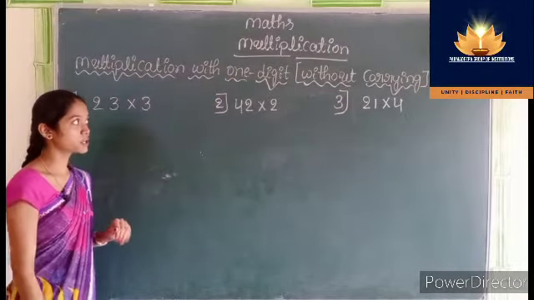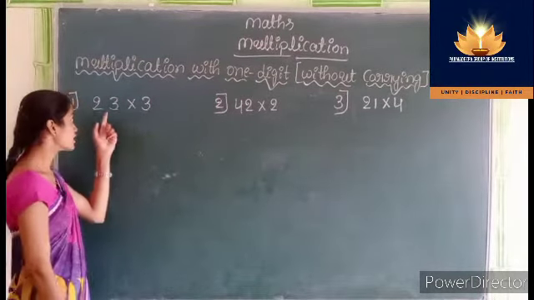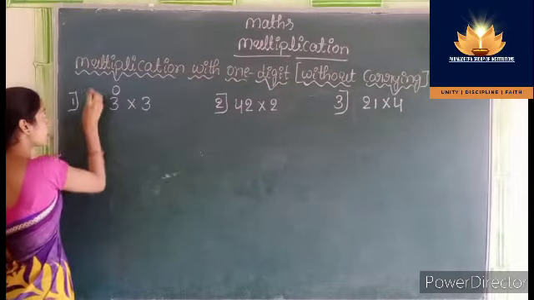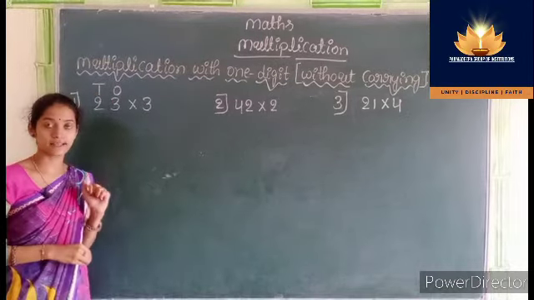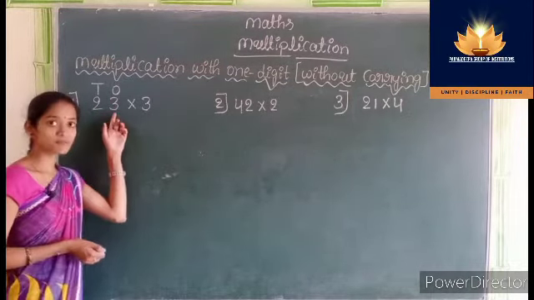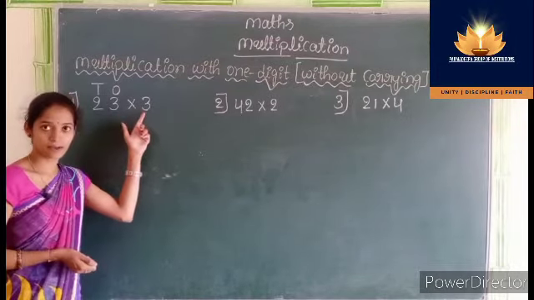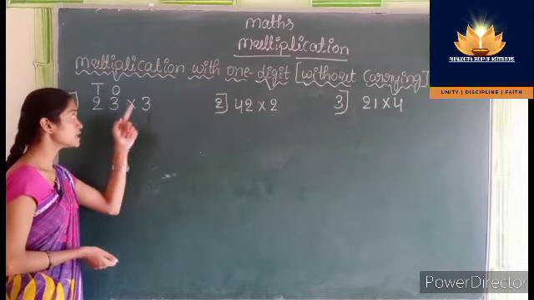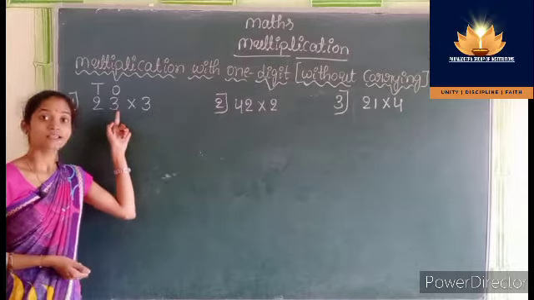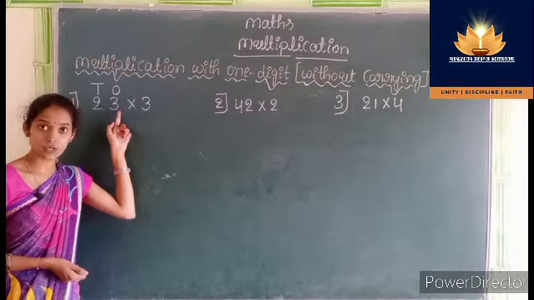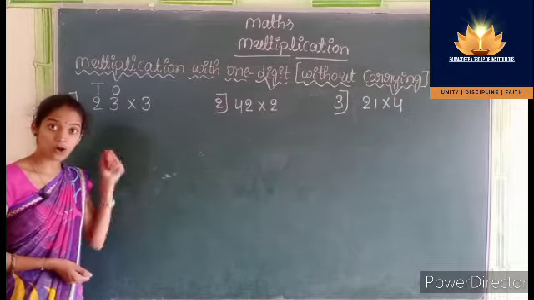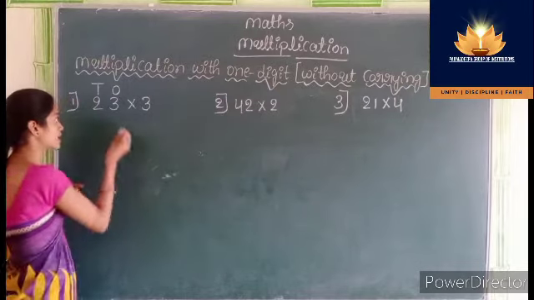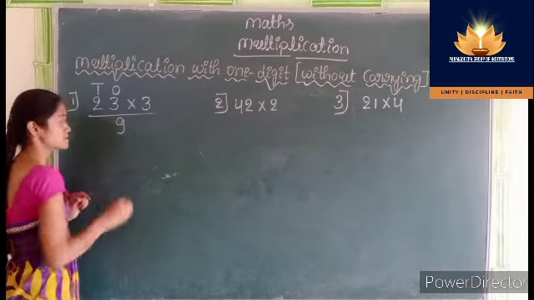Multiplication with one digit without carrying. 23 into 3. In 23, this is ones place and this is tens place. First we have to multiply the ones place number with this 3. In ones place we have 3. So 3 threes are how much? 3 ones are 3. 3 twos are 6. 3 threes are 9. We get 9 and that 9 should be written in ones place.